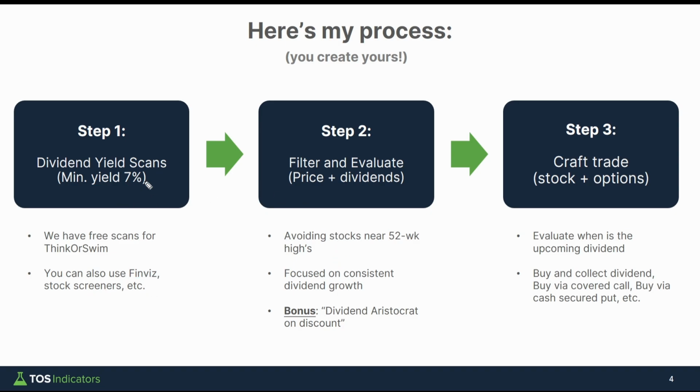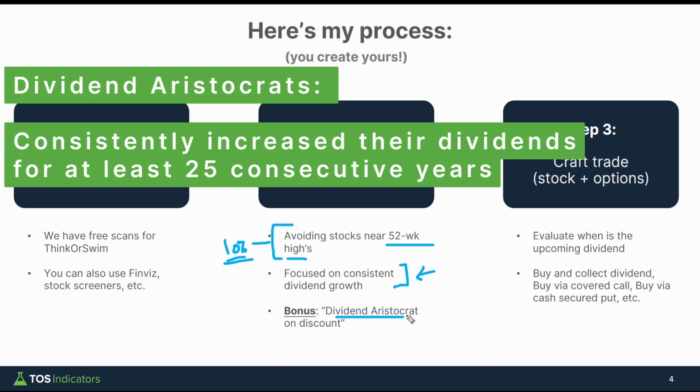Step 2, once you have your list of stocks, is to then put these through a filter. My filter criteria are primarily around avoiding any stocks still near 52-week highs. After the market has corrected nearly 10%, I'm looking for stocks that have corrected at least 10%, if not more. And there we want to find where do we still have consistent dividend growth. Bonus if they're part of the dividend aristocrat family.